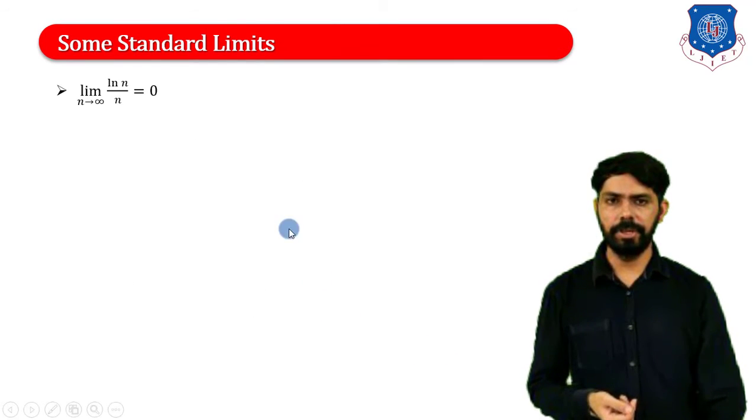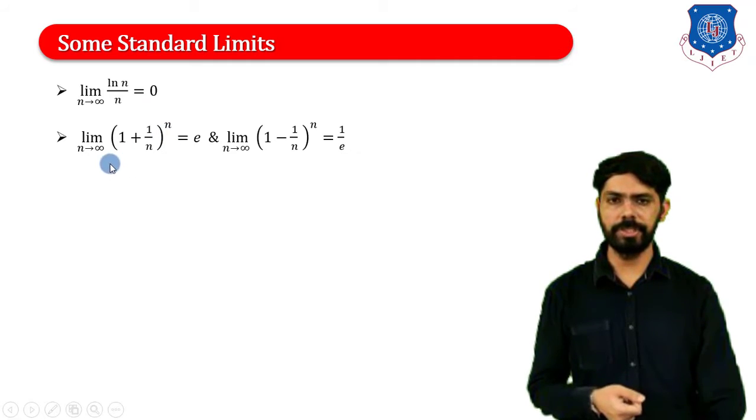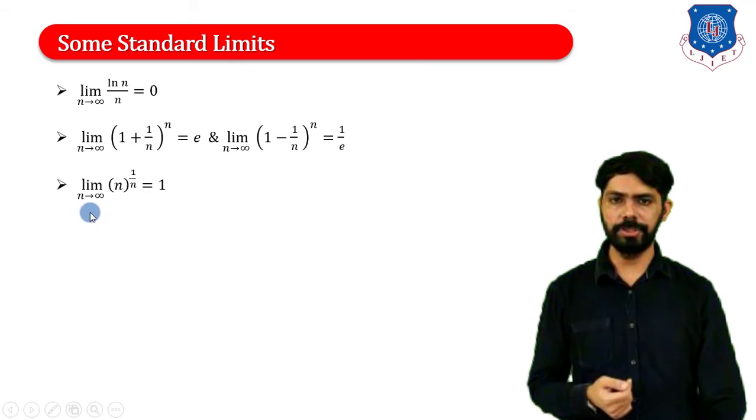Now we will discuss some standard limits. Limit n tends to infinity ln n divided by n is equal to 0. Then the next one is limit n tends to infinity 1 plus 1 divided by n whole raised to n is equal to e, and limit n tends to infinity 1 minus 1 divided by n whole raised to n is equal to 1 divided by e. Then the next one is limit n tends to infinity n raised to 1 by n is equal to 1.